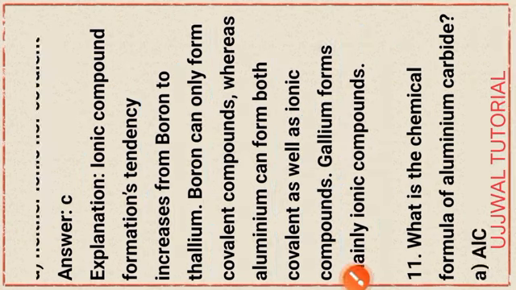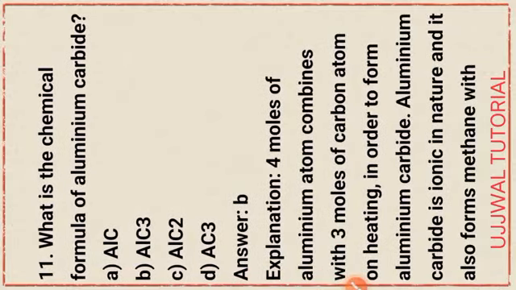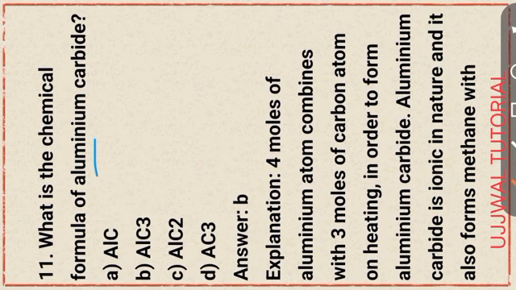Question number 11: What is the chemical formula of aluminium carbide? Option B, that is Al4C3.